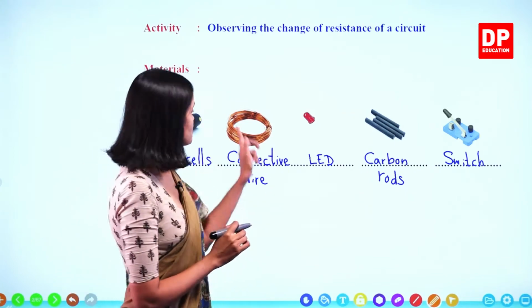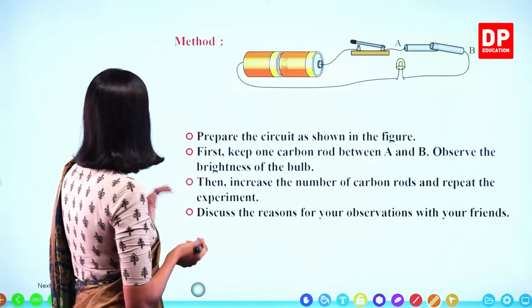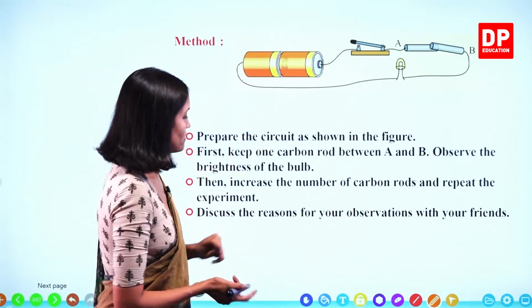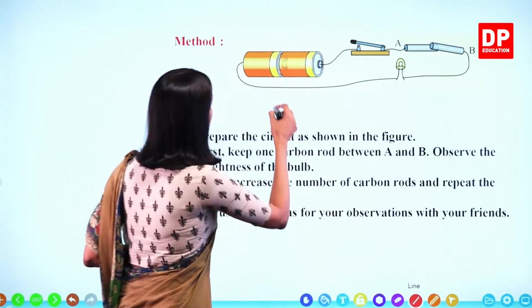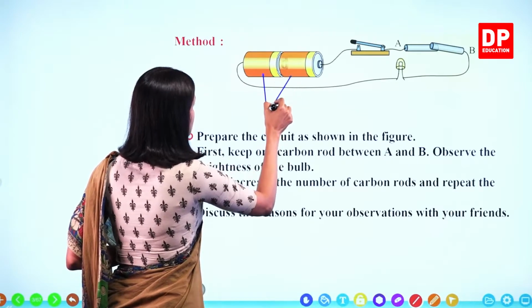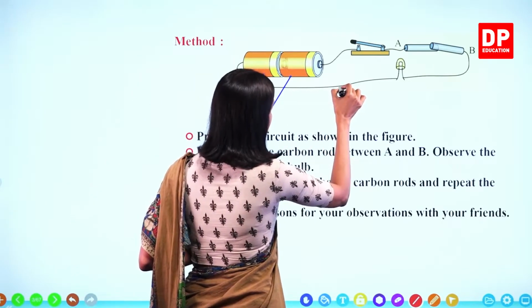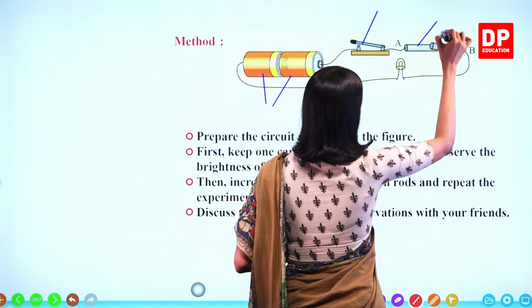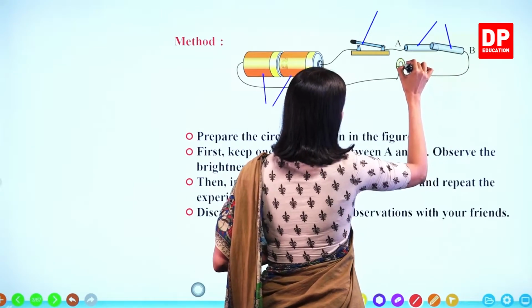Okay, let's see how to do this activity. Right, method. Look at the diagram. We will label this first. These are dry cells, connective wire, switch, carbon rods, and the LED.